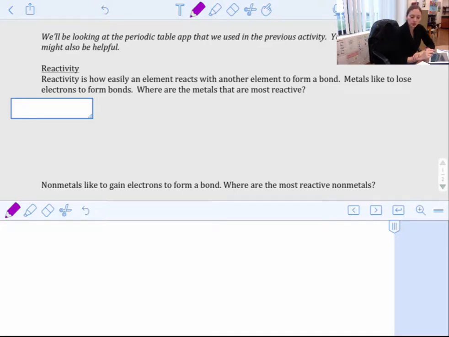Okay, the last part we're going to look at here are some extra periodic trends. We're going to look at reactivity and electronegativity. Okay, for reactivity, it's how easily an element reacts with another element to form a bond. That's how reactive something is.